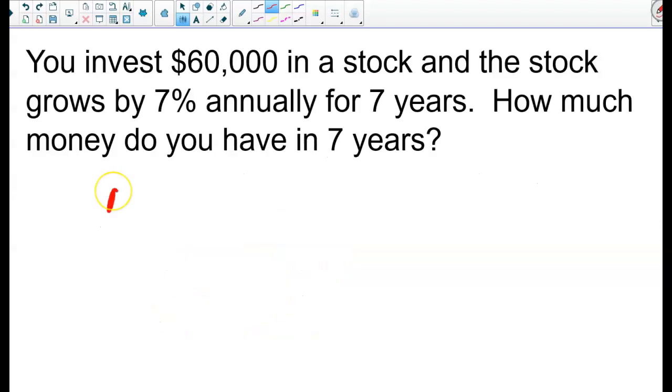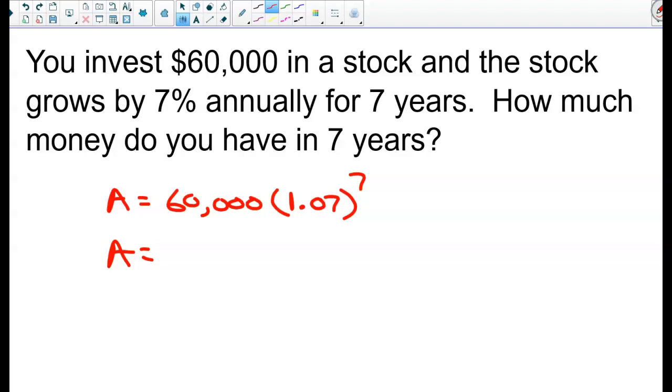So when a stock grows, the initial amount times the rate plus 1, so it's 1.07. Your growth rate will always be bigger than 1. Your depreciation rate will always be less than 1. We raise that to the amount of years. Once again, order of operations. 1.07 raised to the 7th power, and then we take that number and multiply it by 60. Go ahead, Ishan, what do you get? $300 what?